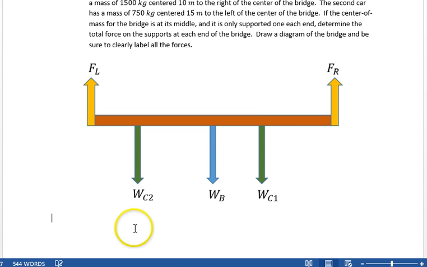So the question is, what are the forces at each end? What are the two equations we have to work with? We've got the torques, and we've got the sum of the forces equal to 0. So we start with the sum of the forces: FL minus, because they're pointing down, minus the weight of car 2, minus the weight of the bridge, minus the weight of car 1, plus FR, all that adds up to 0. I'm writing them in this order simply because that's the order they're in the figure.